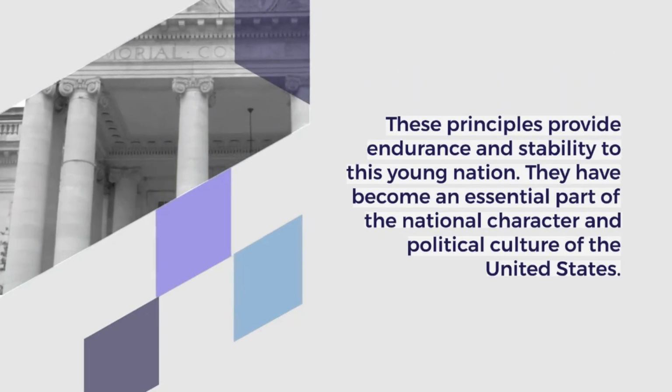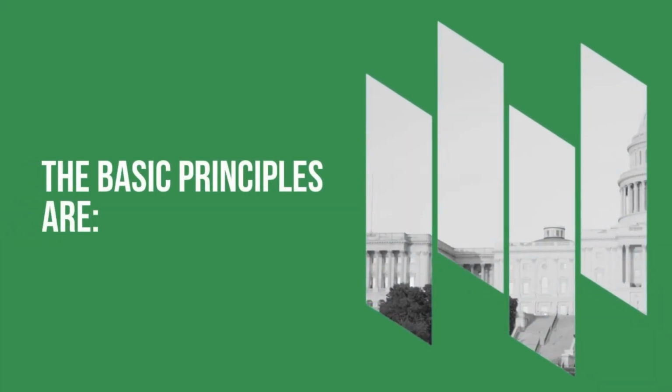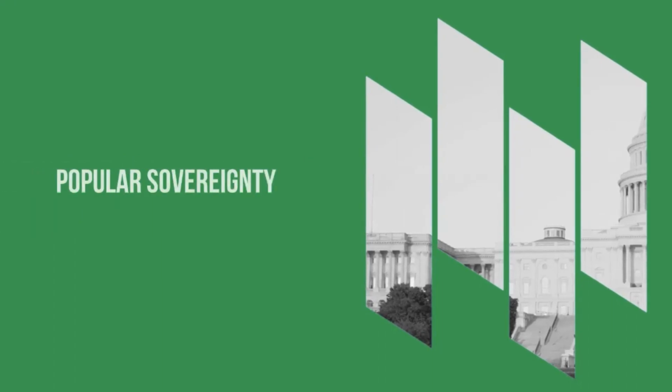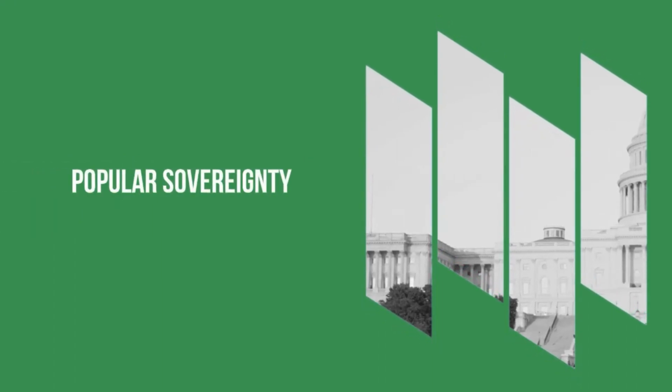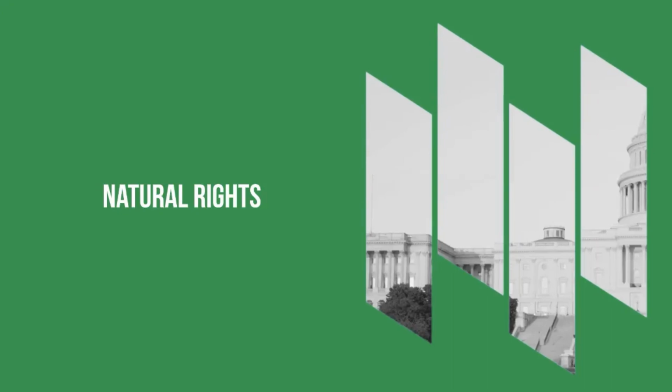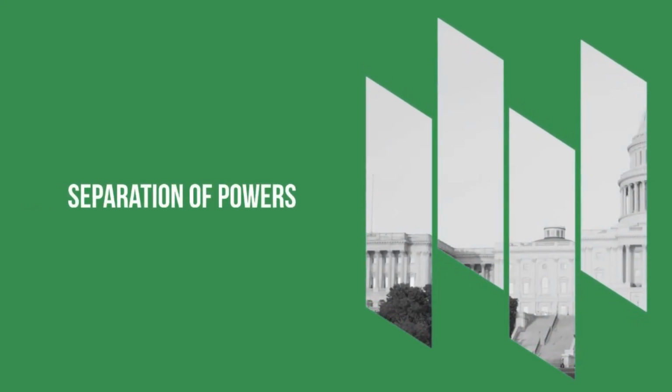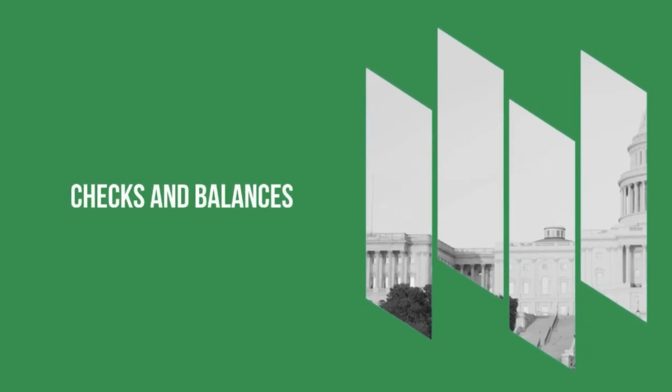These principles provide endurance and stability to this young nation. They have become an essential part of the national character and political culture of the United States. The basic principles are: popular sovereignty, natural rights, limited government, separation of powers, checks and balances, republicanism, and federalism.